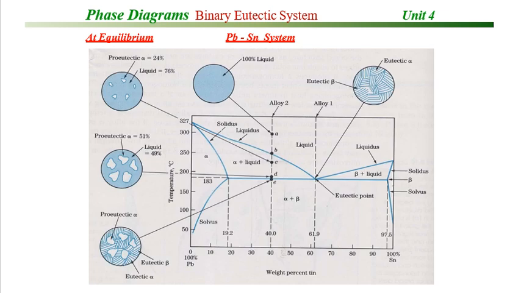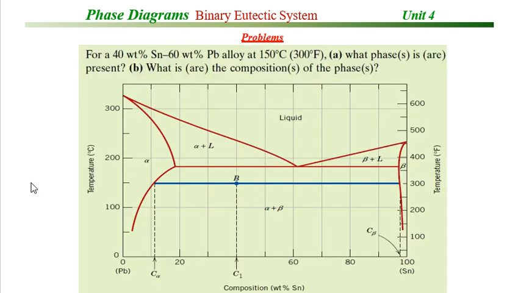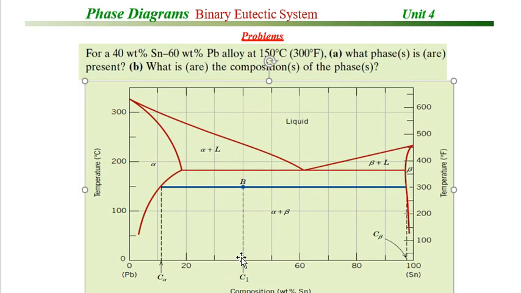So let's have one numerical problem also. See, it's giving you a 40% tin and 60% lead at 150 degrees Celsius. So the questioner will always give you two variables, one will be the composition and one will be the temperature. So it is specifying 60% of lead. So you are having 100% lead here, 90% lead, 80% lead, 70% lead and 60% lead here.